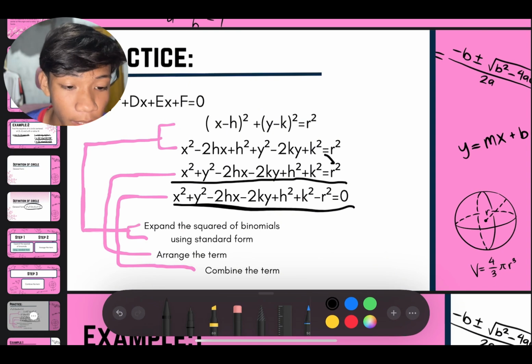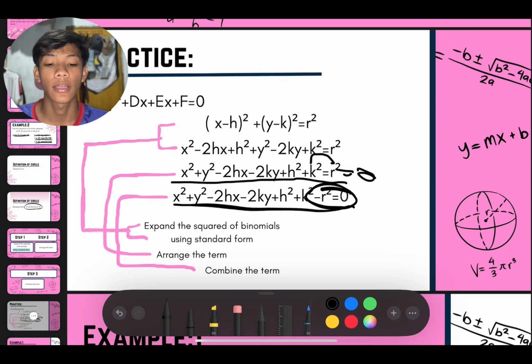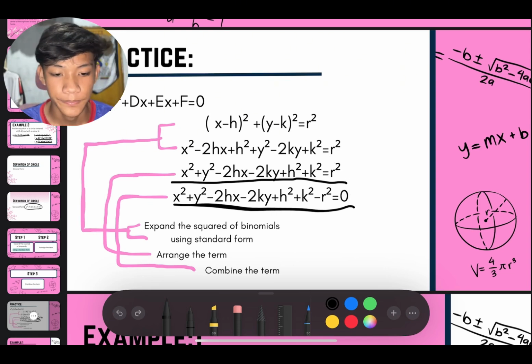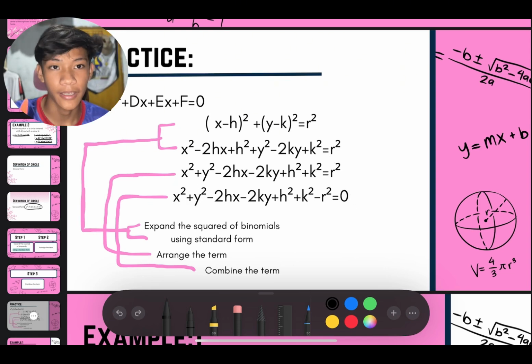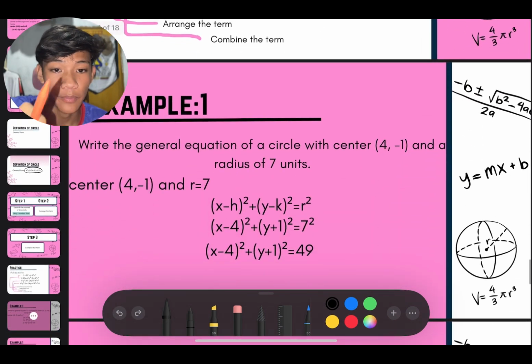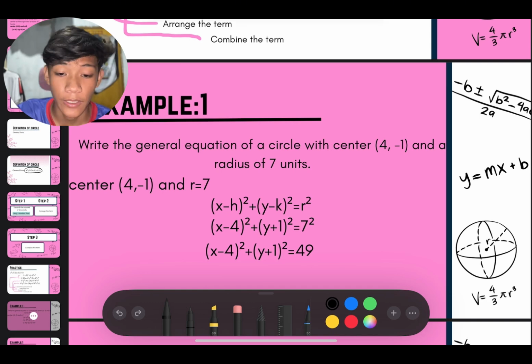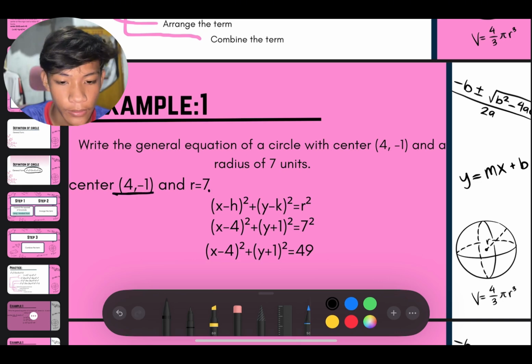So we moved our radius term here, and then set it equal to 0. So that's how we get that one. Let's have an example. This is example 1. Write the general equation of a circle with center negative 4 and negative 1 and a radius of 7 units. So our center here is negative 4 and negative 1, and our radius is 7.